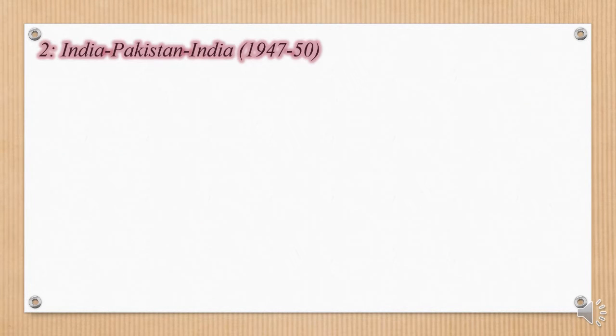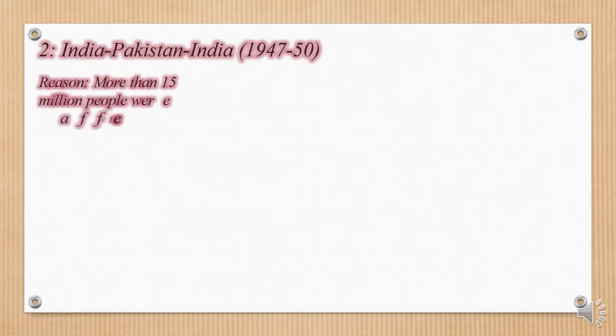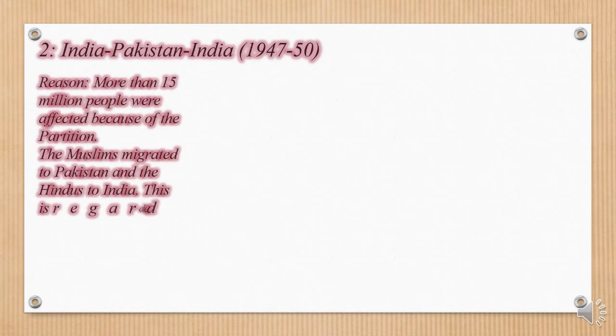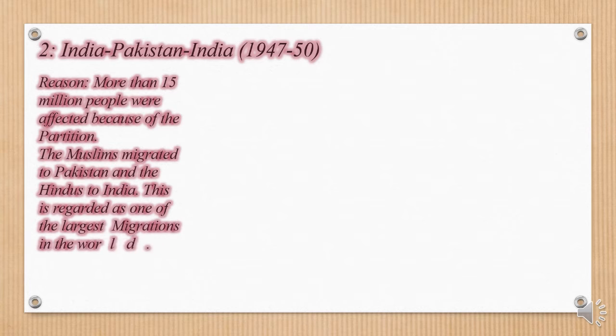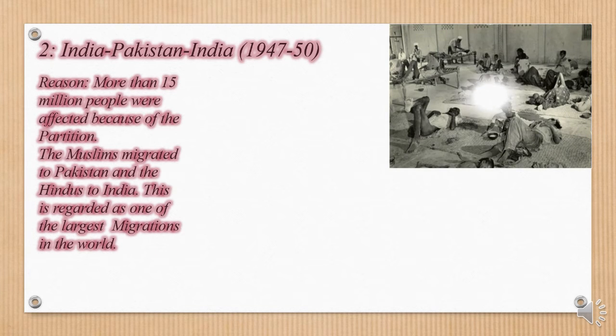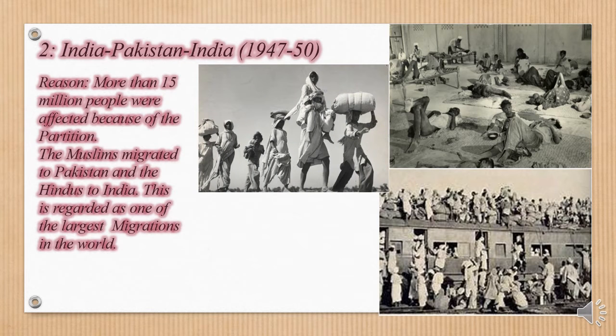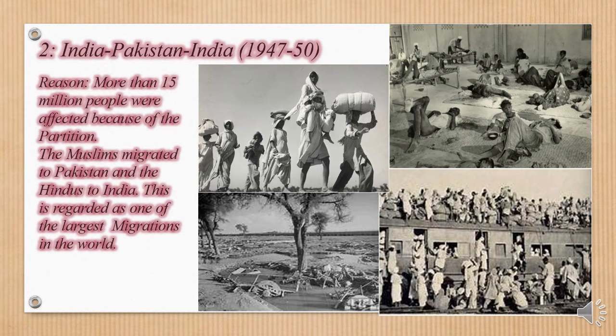Number 2, India Pakistan to India, 1947 to 1950. More than 15 million people were affected because of the partition. The Muslims migrated to Pakistan and the Hindus to India. This is regarded as one of the largest migrations in the world.